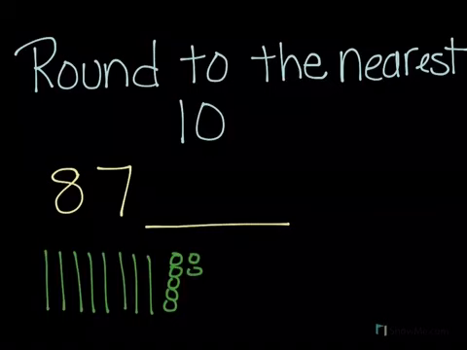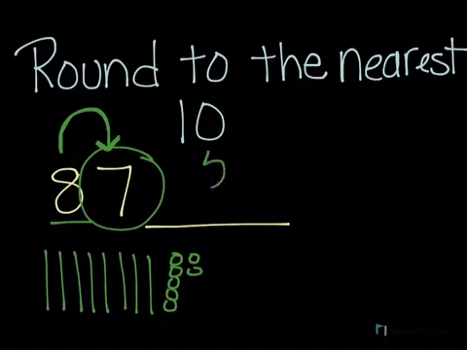To do this, I'm going to first of all underline the tens place because my directions are to round to the nearest 10. I know that 8 is in the tens place. I'm always going to look at the digit to the right. So I'm going to draw an arrow to the digit to the right of my tens place, and it's a 7.